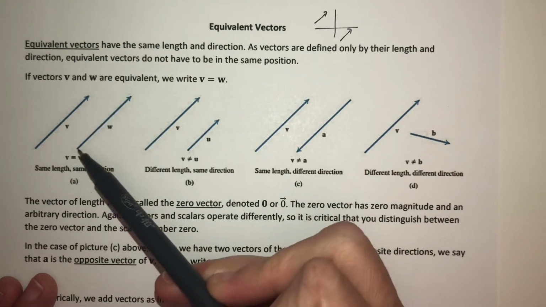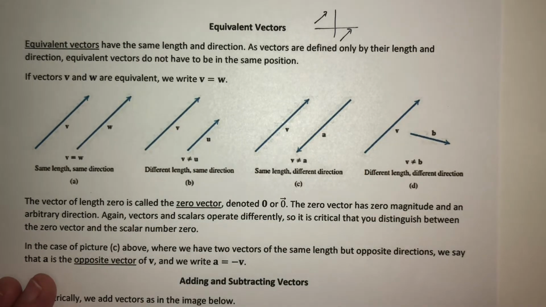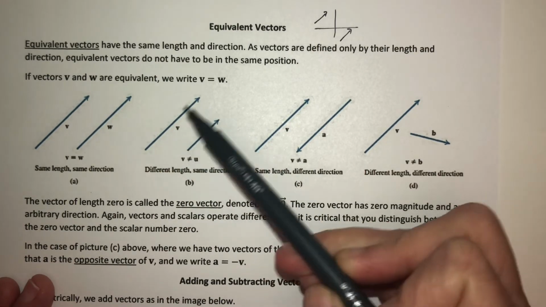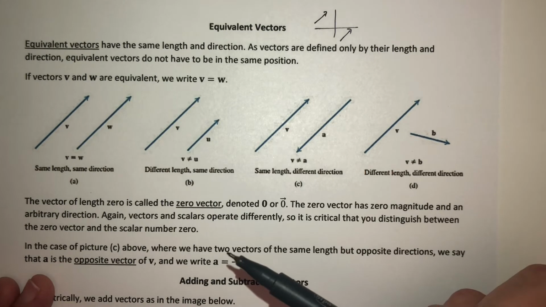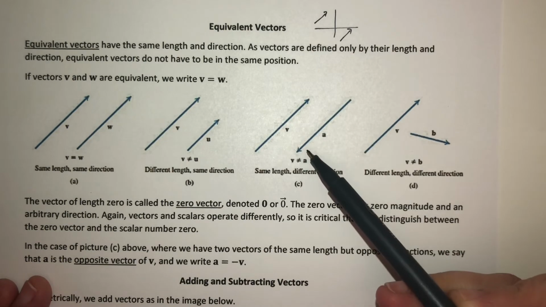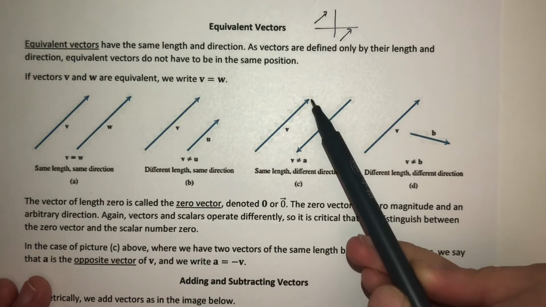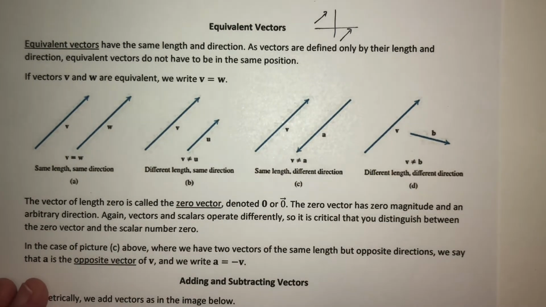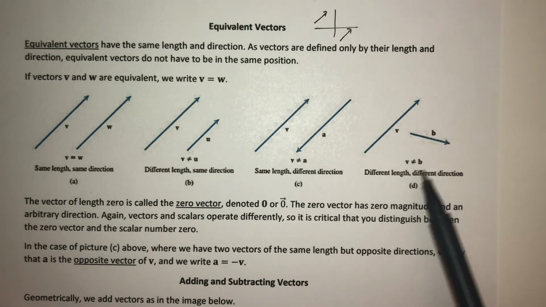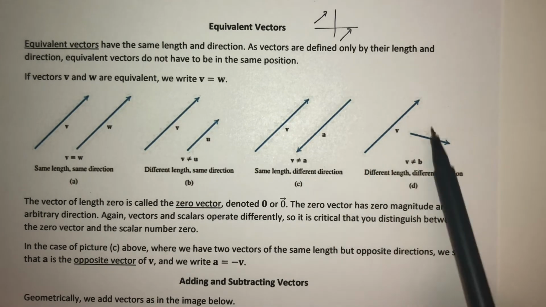Here we have vector v and vector w. They have the same length. They are in the same direction, so they are equivalent. Here, they have the same direction, but they have different lengths, so they are not equivalent. Here, our vectors appear parallel, and they have the same length, but if you look at the arrows, they're pointing in opposite directions, so they are not equal. And here, our vectors are not the same direction, they're not the same length, there's nothing here that indicates that they could even remotely be equivalent.